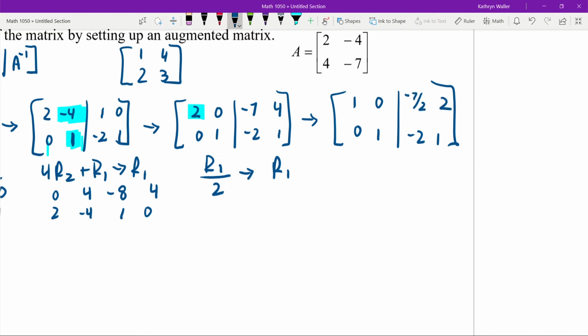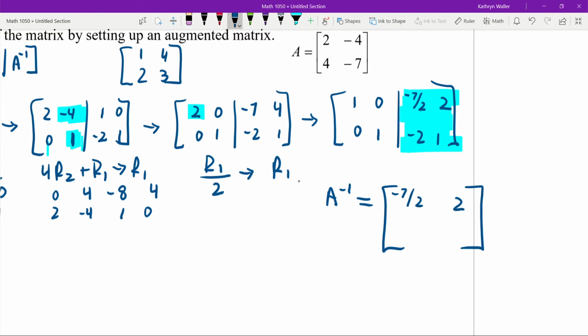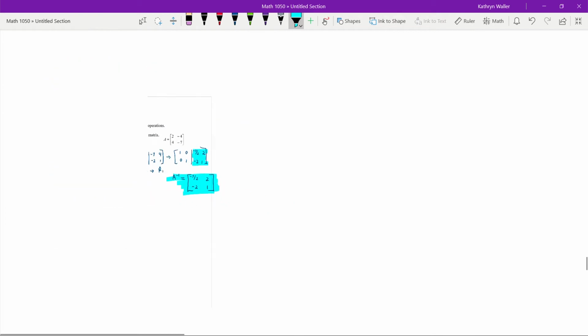So the question is, what's the inverse? You guys, this is your answer, but you have to write it correctly. So everybody write A to the negative first power. That's the symbolism for the inverse, is negative 7 halves, 2, negative 2, comma 1, and that is how you write your answer.